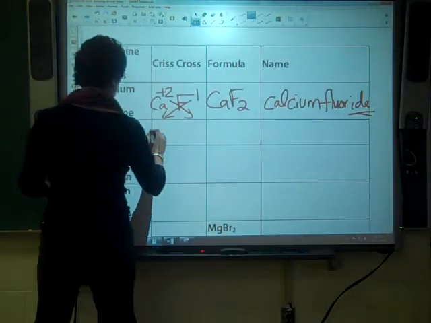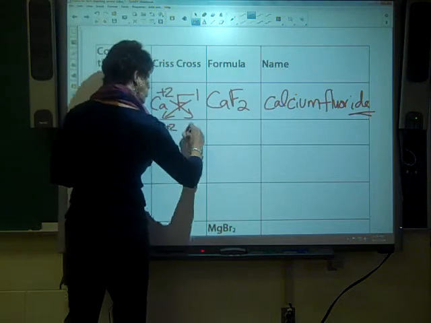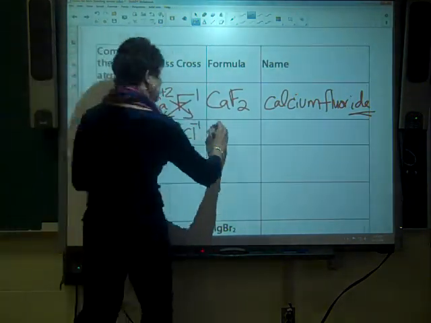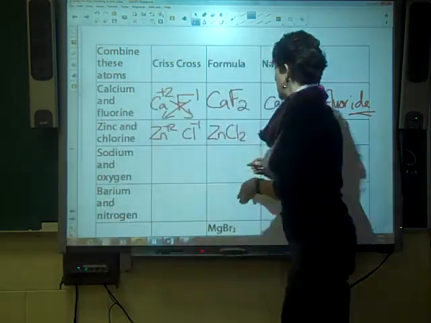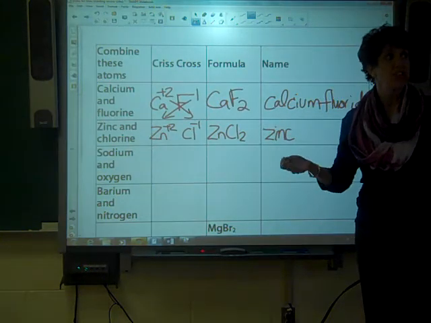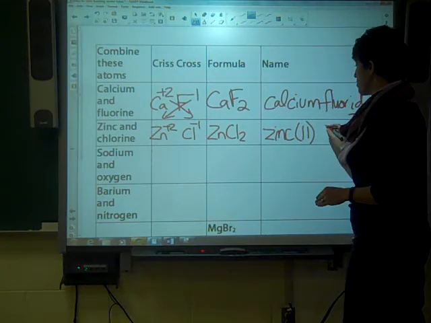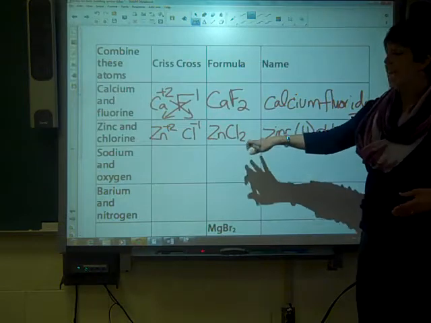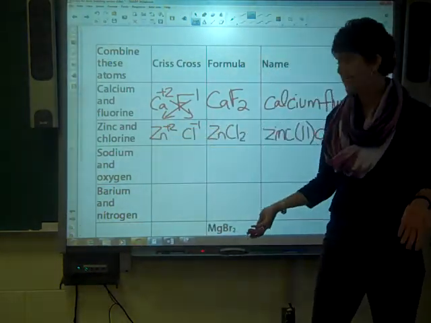Let's take the next one. Zinc is Zn with a +2. Chlorine is Cl with a -1. I crisscross those charges and get ZnCl2. And I write it out, zinc. And because zinc actually is in the middle, I could put the 2 on there for a transition metal, chloride. Zinc only has one oxidation state. It's only ever a +2.